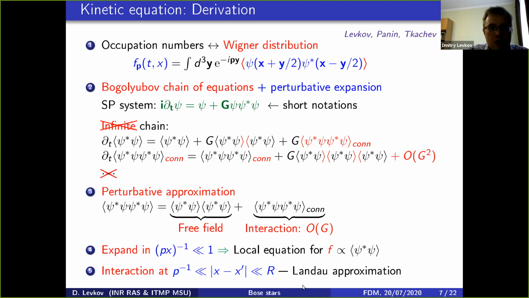And secondly, Landau showed that you can simplify the collision integral, this connected part of the four-point function, by doing the following approximation. You assume that the main contribution to this integral comes from the collision of particles which are at intermediate distances between p to the -1, the de Broglie wavelength, and the radius of the system. This intermediate region, Landau argued, and you can check it actually during calculation, gives a logarithmically larger contribution to the collision integral than the boundaries. Okay, and this gives you the local equation.